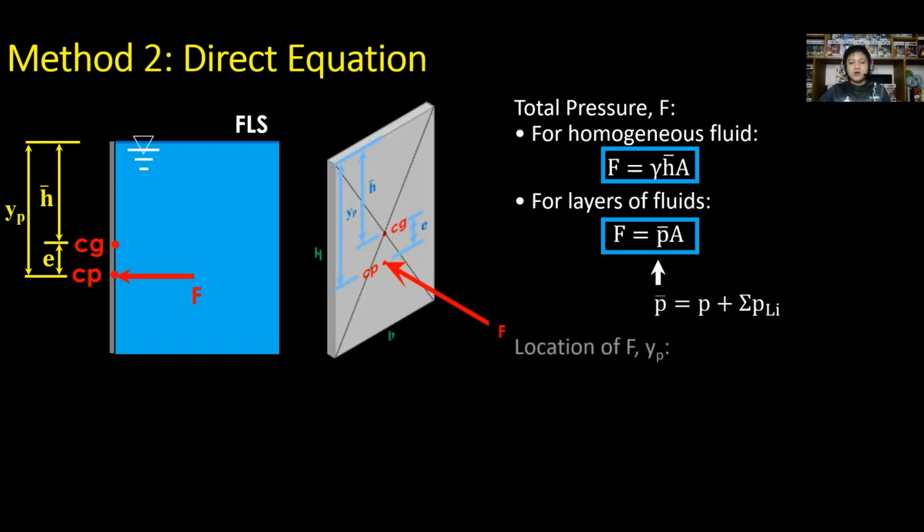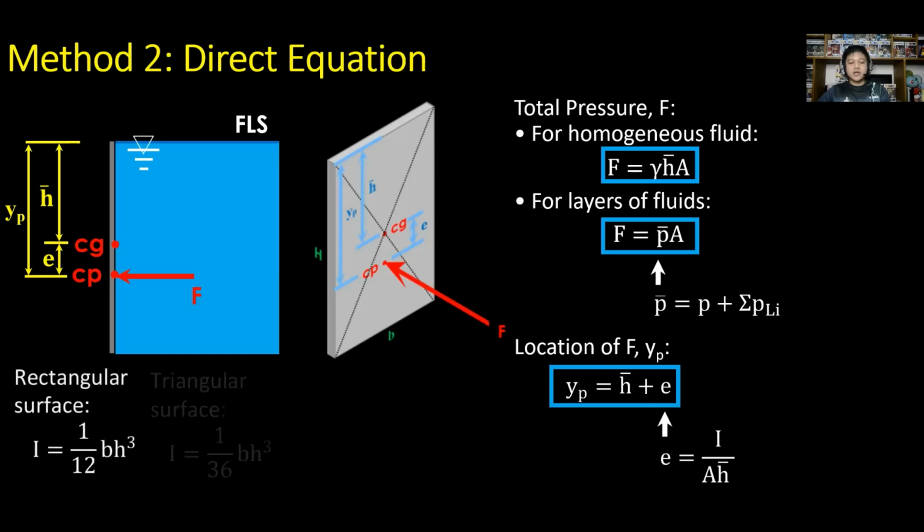And next, for the location y sub P is equal to H bar plus E, where eccentricity E is equal to the moment of inertia along the neutral axis of your vertical plane surface over A, that is the area of the surface, then multiply to H bar.